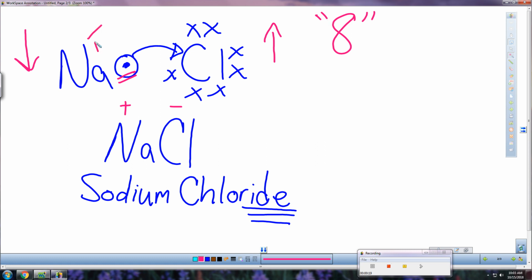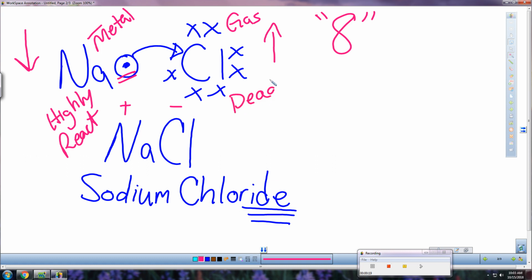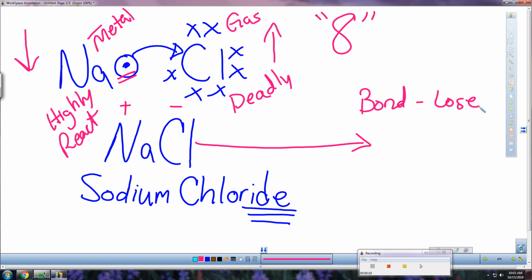Sodium, again, is a metal. It is highly, highly reactive. Chlorine is a gas. It is very, very deadly. But when these two come together and when they bond, they lose all of their personal properties and they gain a new set of combined properties.